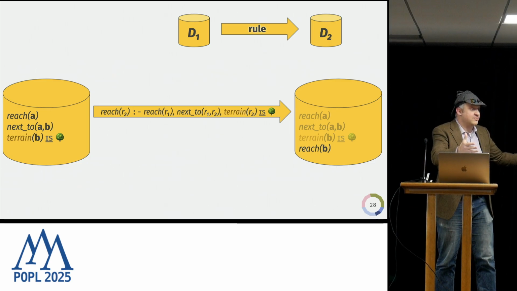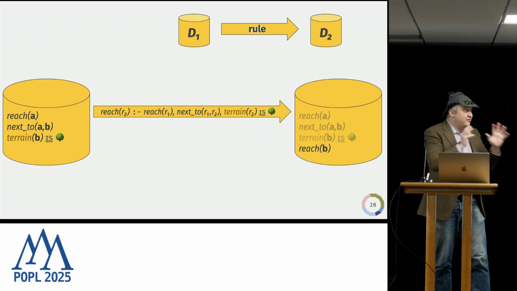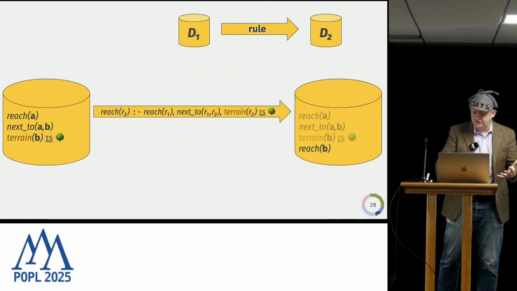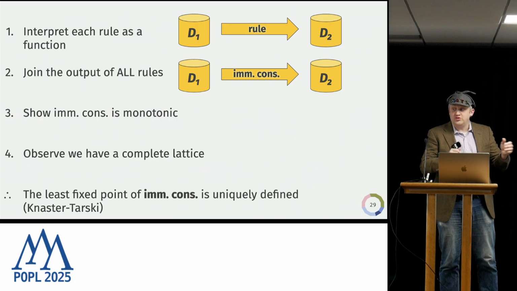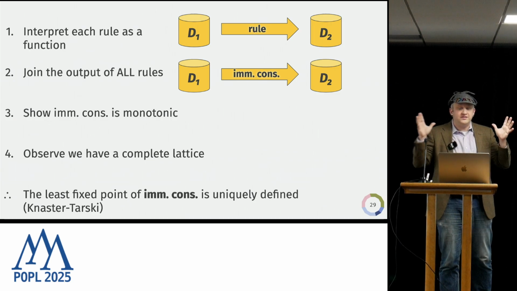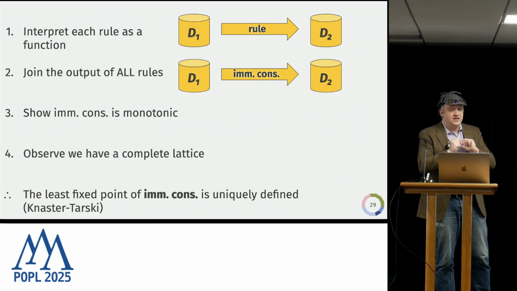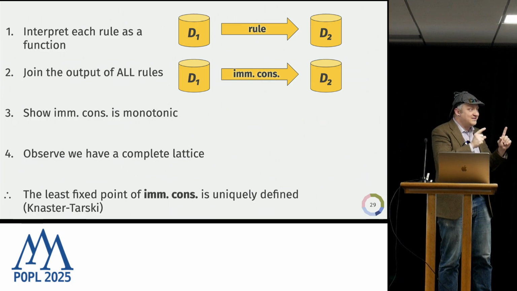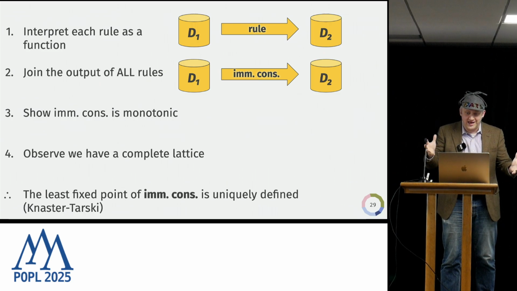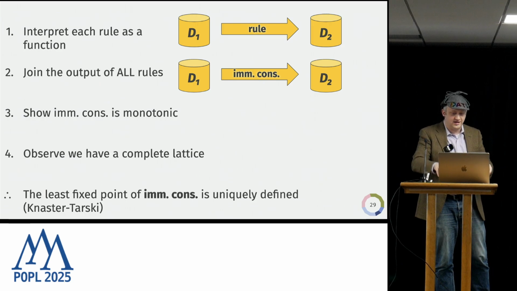Informally, the meaning of a datalog program is just run the rules until you can't run the rules anymore. But formally, there's a pretty well understood recipe. Once you explain what one rule does, you join the result of all of the rules together. This is a function from databases to databases called immediate consequence. Then you need to show that the immediate consequence function is monotonic under set inclusion. Because sets ordered in this way are a complete lattice, the Knaster-Tarski theorem gives us a least fixed point. And that least fixed point is the meaning of the datalog program.